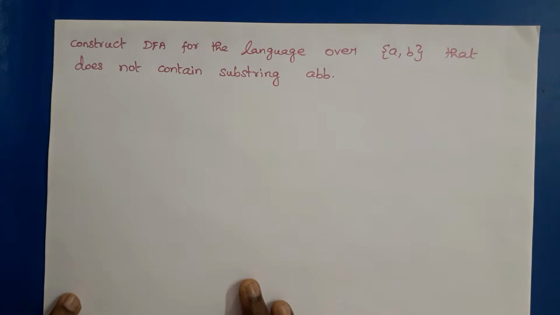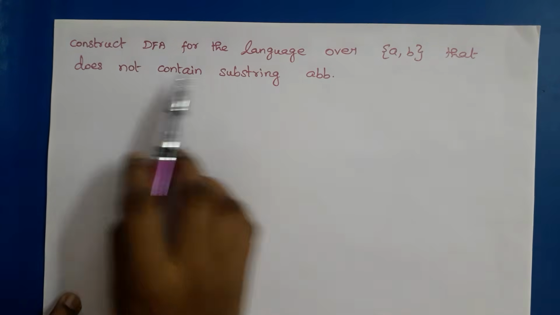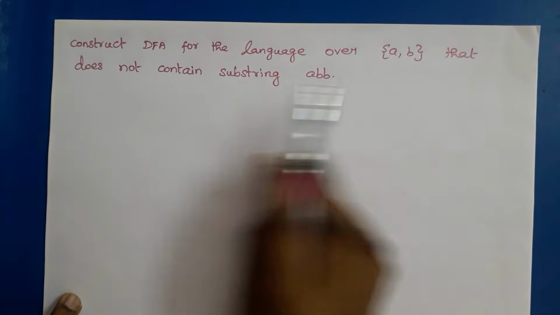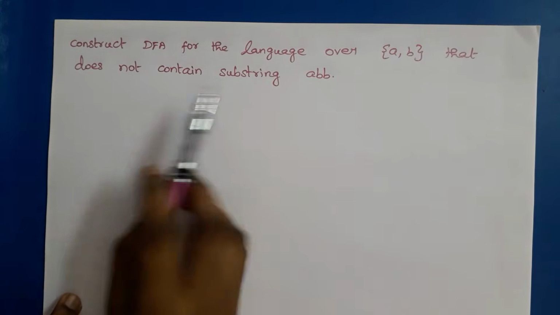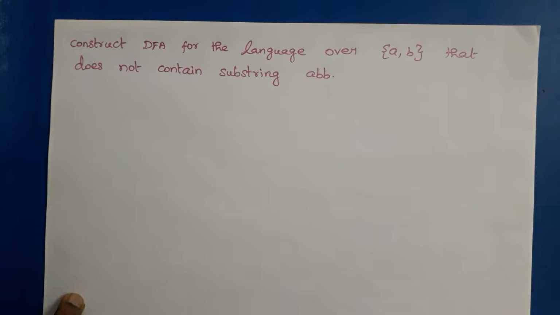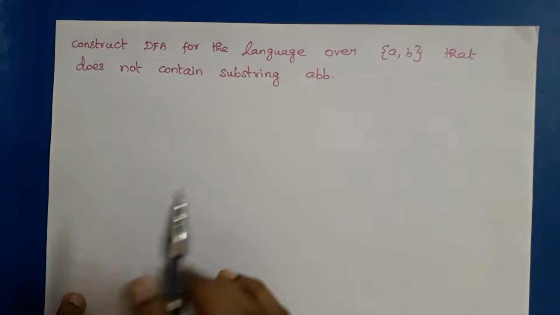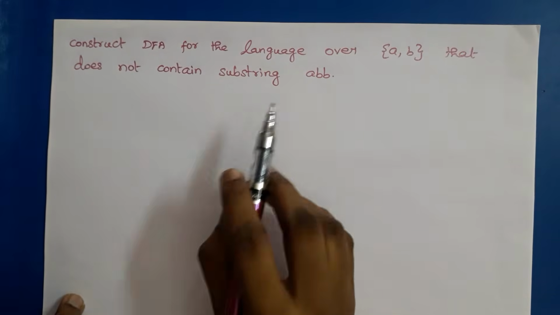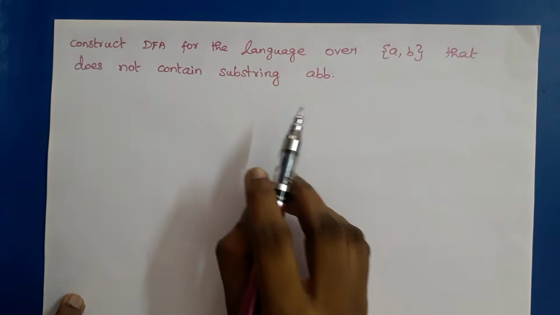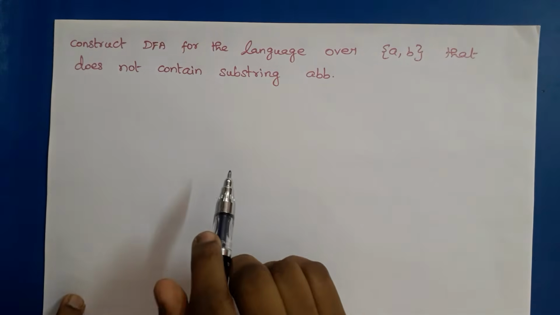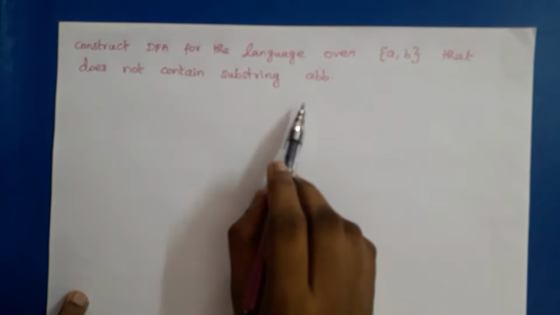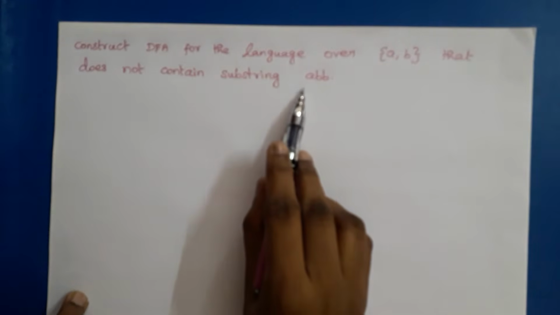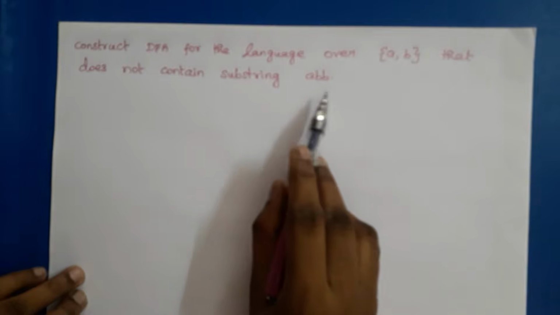Hello all, in this video we are going to construct a DFA for the language over {a, b} that does not contain the substring ABB. For this problem, we can construct a DFA for the substring ABB, then we can interchange all the final states as non-final states and non-final states as final states. So first we will construct a DFA to accept all strings having the substring ABB.